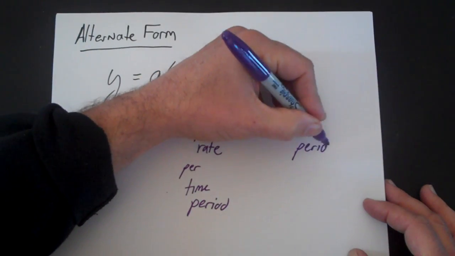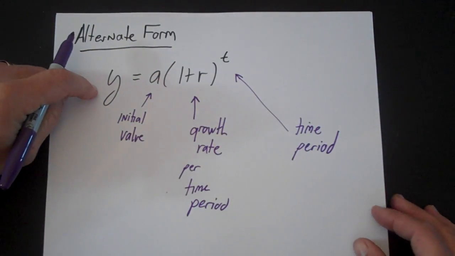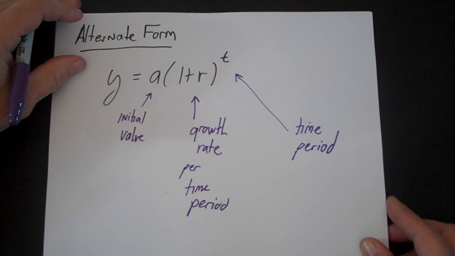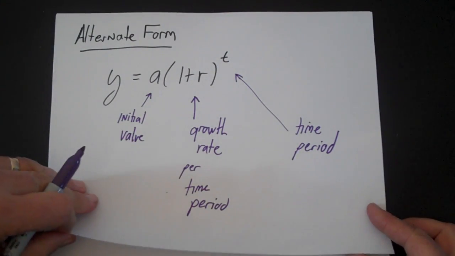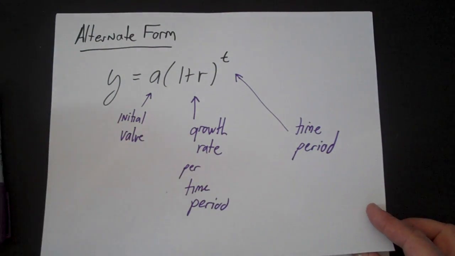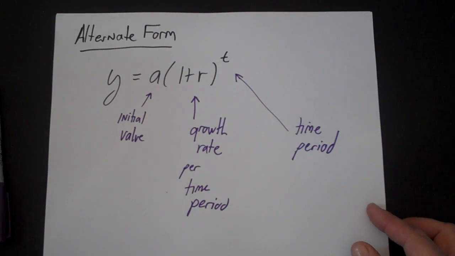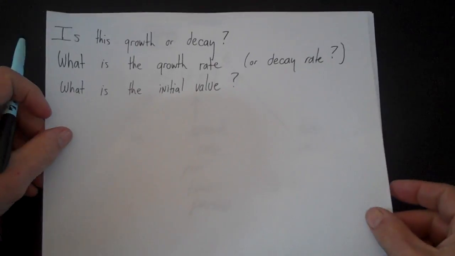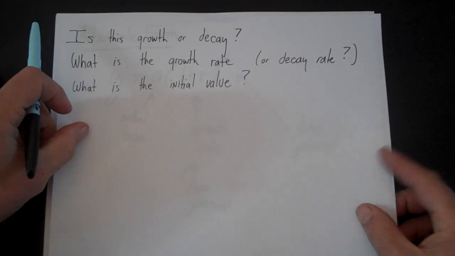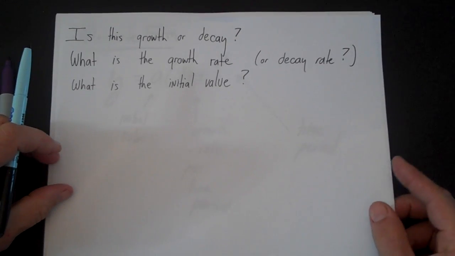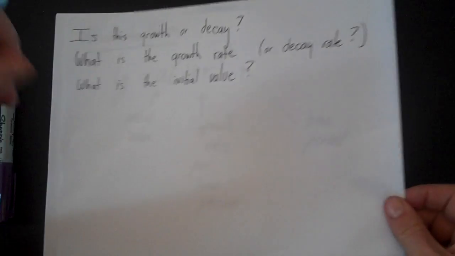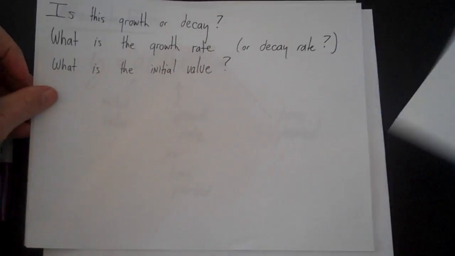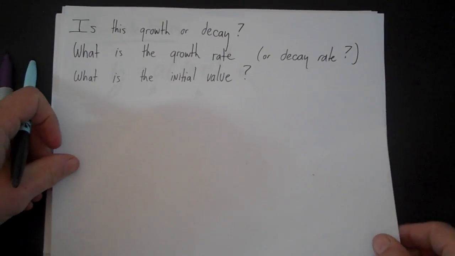So you still have a function in y and x, but since x in this case is usually going to be time, we can rewrite it as t. And in that case, you can answer 3 quick questions on any function. Is this a growth or decay problem? What is the growth rate or decay rate? And what is the initial value? So using those 3 questions, let's look at a series of problems.